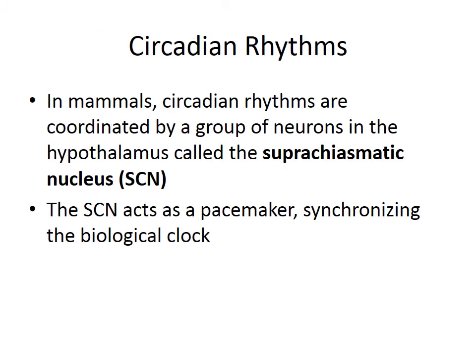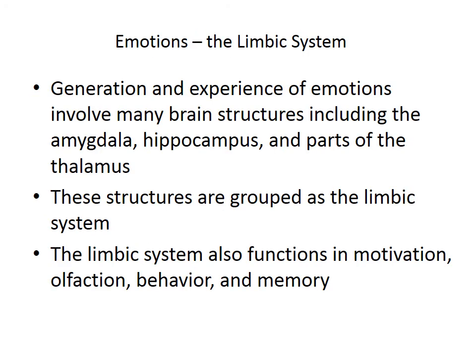In mammals, circadian rhythms are coordinated by a group of neurons in the hypothalamus called the SCN, or the suprachiasmatic nucleus. The SCN acts as a pacemaker, just like we have a pacemaker on the heart, the SA node. We have an SCN nucleus that sits on top of the hypothalamus, and it synchronizes the biological clock, which I think is awfully cool.